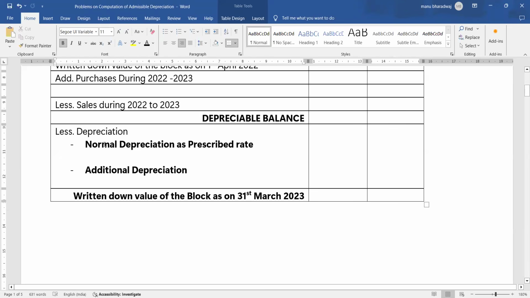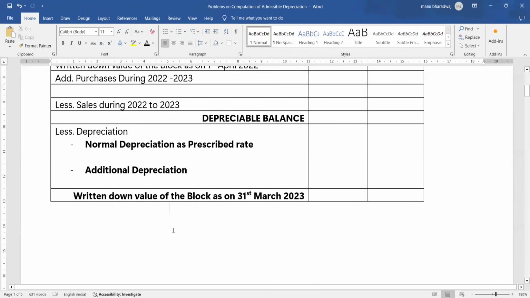We will charge two kinds of depreciation. One is normal depreciation. The second one is additional depreciation. First we charge normal depreciation, and second we charge additional depreciation. And additional depreciation we charge only for plant and machinery. We do not charge additional depreciation on any other asset.